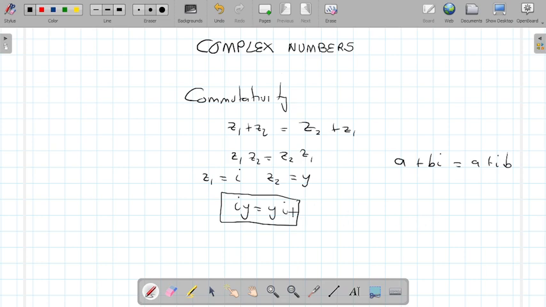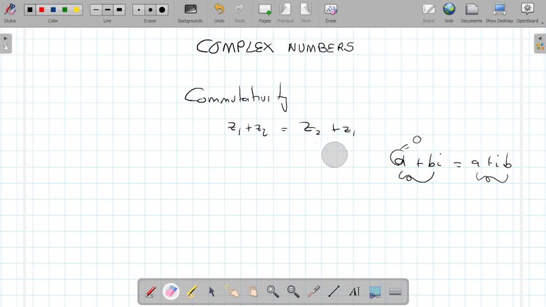So you can write your complex number like this and like this. It's still the same thing. And for complex numbers where the real part is 0, if this part is equal to 0, then the complex number is known as a pure imaginary number. Great. So that is about commutativity.